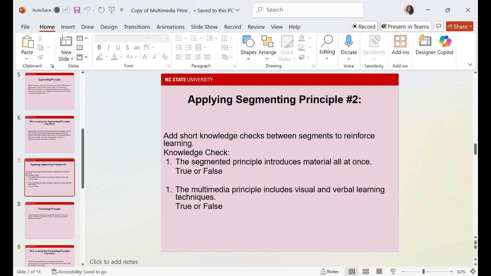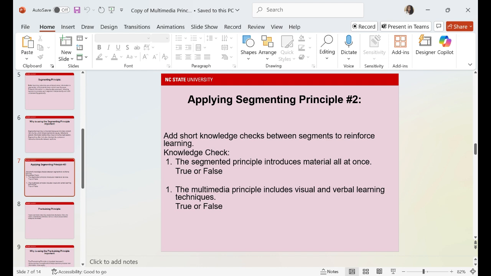So, I just did this simple knowledge check. For instance, the segmented principle introduces material all at once. True or false? That's false, because I just read that it does not. The multimedia principle includes visual and verbal learning techniques, true or false? And that is true. It does include multiple techniques, visual and verbal.